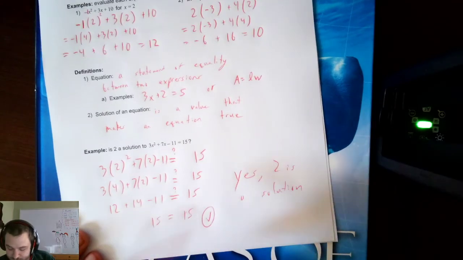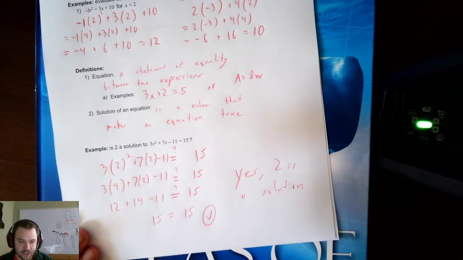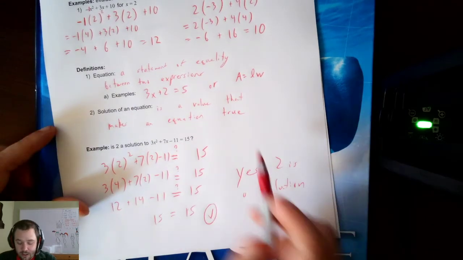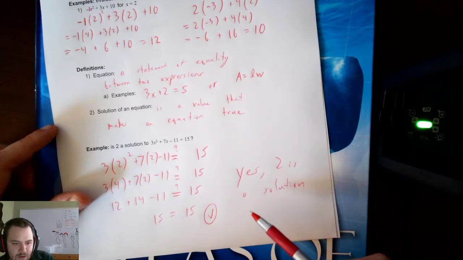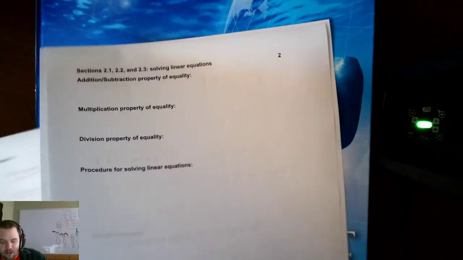It worked out for us. 2 is a solution, right? 15 was equal to 15. After I plugged in 2, it worked out for me. So with equations, you can always check whether something's a solution. But we want to be able to solve equations.